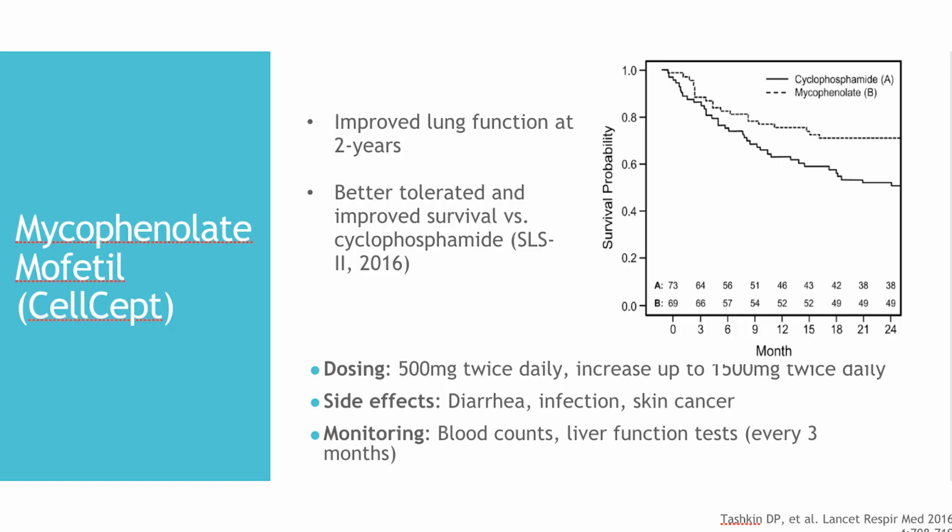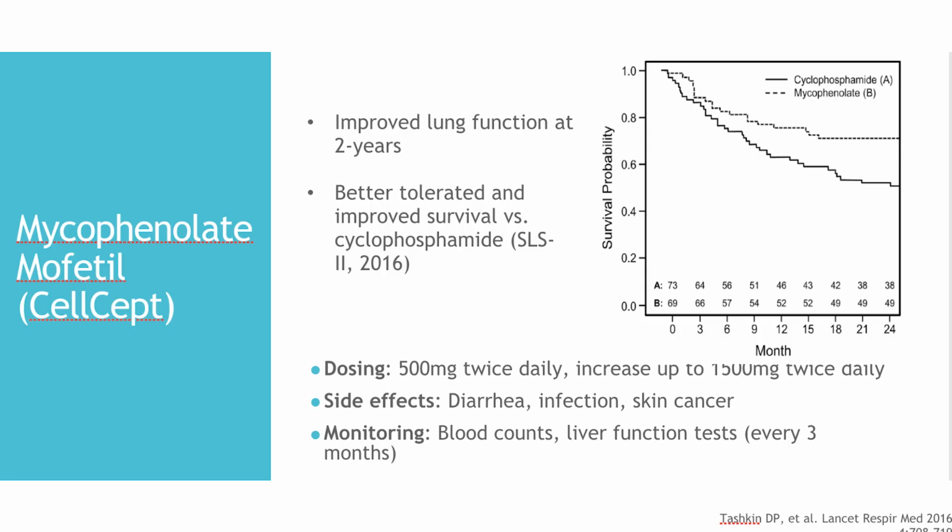So let's talk a little bit more about these drugs, starting with mycophenolate. Mycophenolate mofetil, or CellCept, which is the other term that you might hear, has been shown to improve lung function in patients with scleroderma ILD at the 2-year mark. And when compared to other medications, like the cyclophosphamide that we showed in the second line, which is a conditional in favor, it's better tolerated.